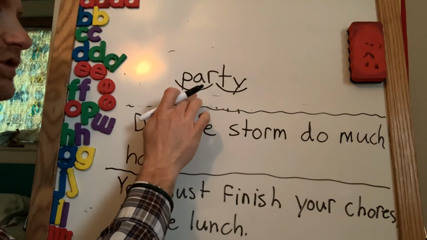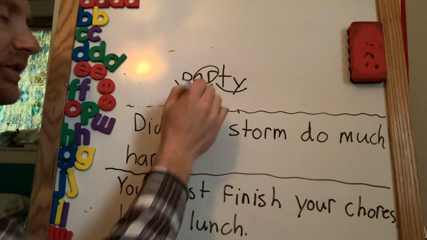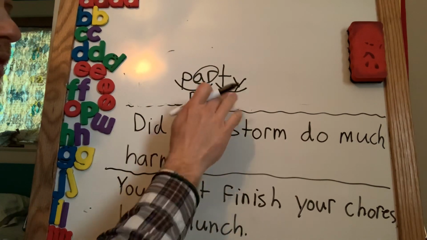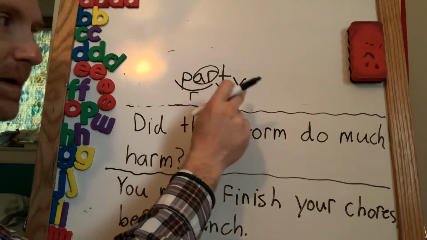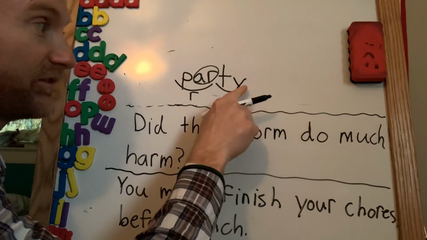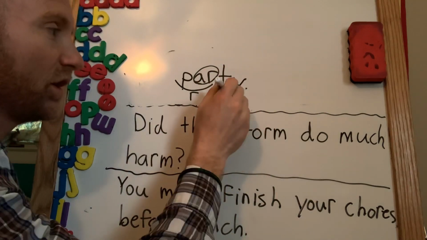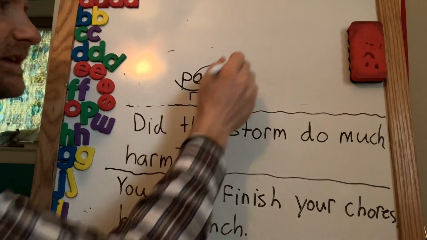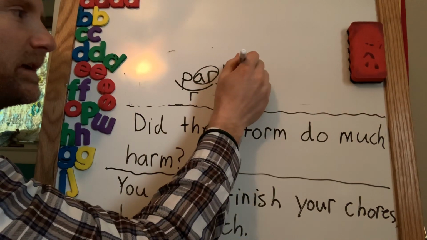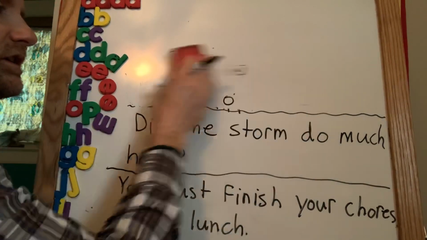What was our first syllable? Par. What's our next one? T. Our first syllable is what kind? You got that R-controlled vowel, so it's an R-controlled vowel. What about this next one? Remember that letter Y can also be a vowel. If that vowel comes at the end, it's what? An open syllable. That's right. And what sound did the Y make? It made that long E sound. All right? Very good.